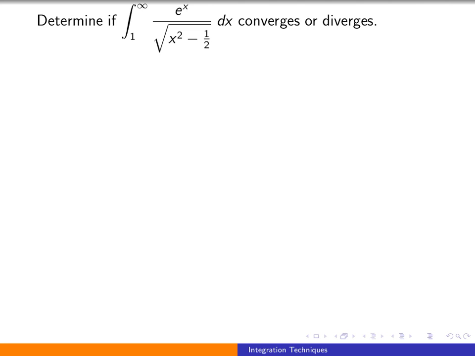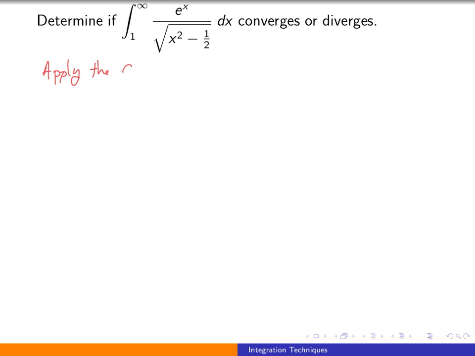In this example, we will determine if the given improper integral is convergent or divergent. Now, notice because of the wording, determine if it converges or diverges. We do not actually need to evaluate the integral. Instead, what we are going to do is apply the comparison test.